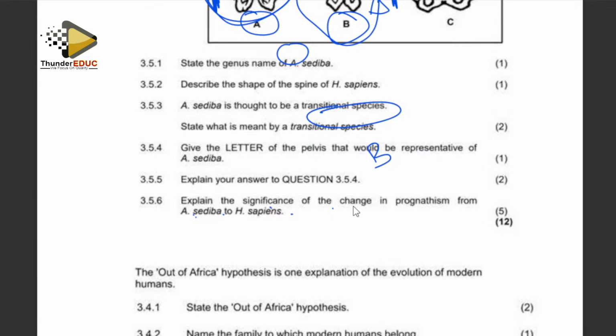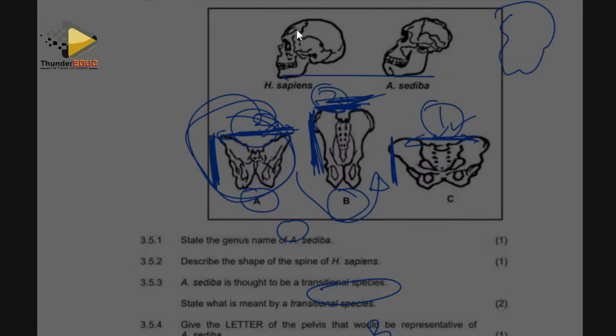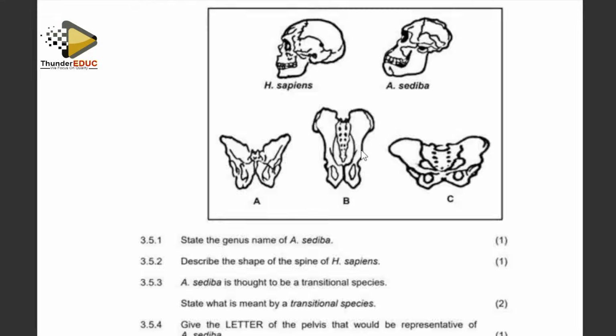Explain the significance of change in the prognathism from sediba to Homo sapiens. Why do we have to change the protruding jaws? Why should we have to change the protruding jaws? For example, this. Why should it?